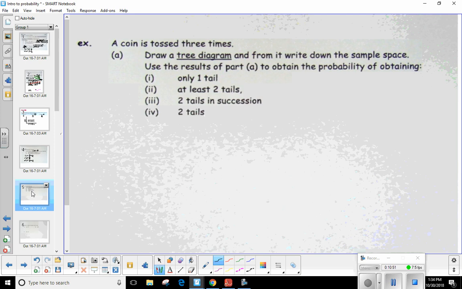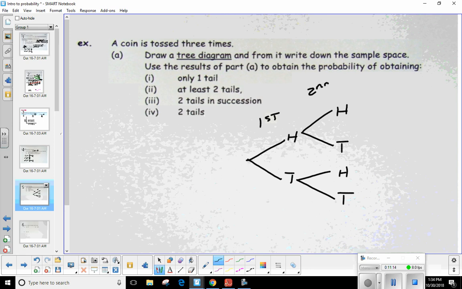Okay. Well, let me go ahead and create the first flip. So if you flip the coin, there's only two possible outcomes. Either I'm going to get a heads or I'm going to get a tails. This would represent the first flip. Then from each of these, if I get a heads, I have another possibility on the second flip of either getting a heads again or a tails. Same thing for the tails. This would be the second toss.